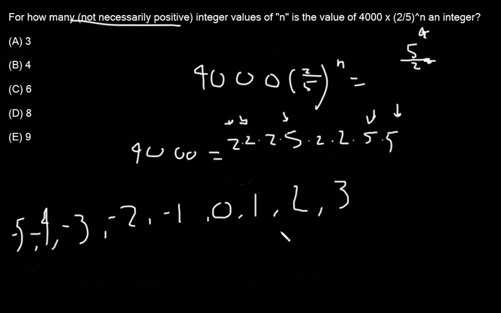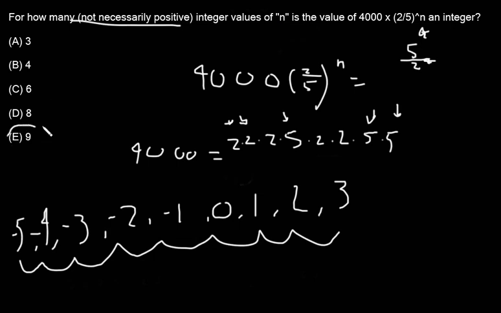Alright, so let's count up all the values of n we can have. We have 1, 2, 3, 4, 5, 6, 7, 8, 9. And so altogether we have 9 integer values of n, and we have an answer right here. The answer is 9. Alright, there you go.